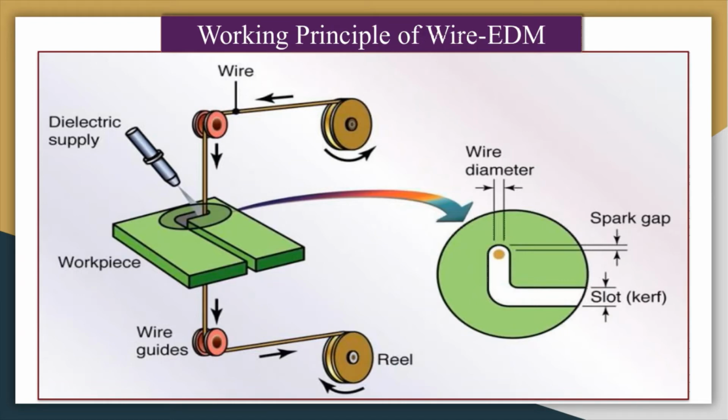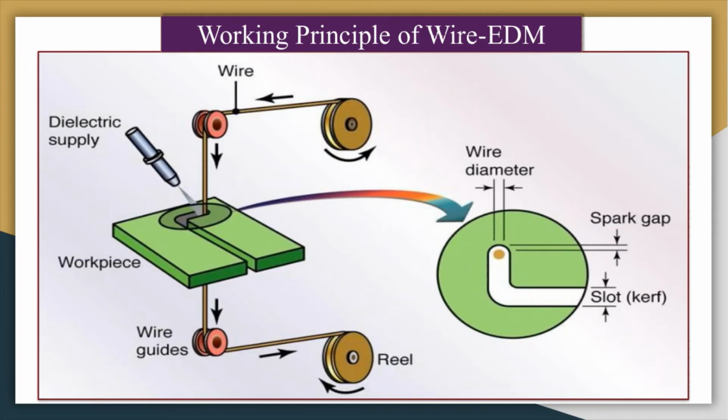There is a kerf or slot which is generated. Kerf means that whatever material you are removing, the width of that cut is more than the diameter of the wire. So this spark here I have shown in between the wire and workpiece. This is the spark gap, and this is the wire diameter. You can see the width of cut is more than the diameter of the wire. So this is the schematic diagram of the wire EDM setup.